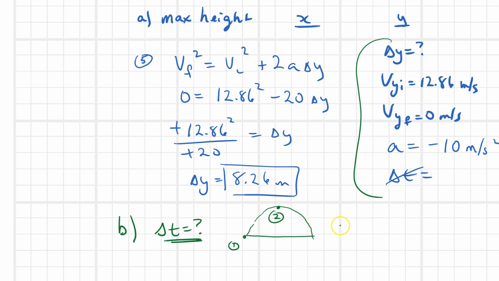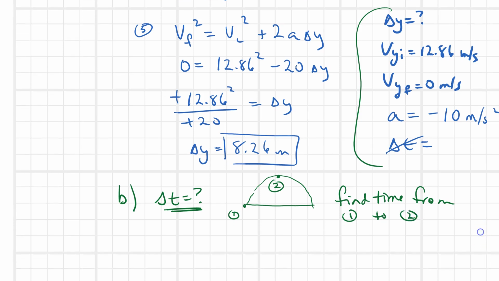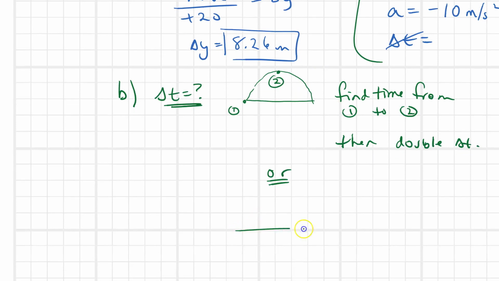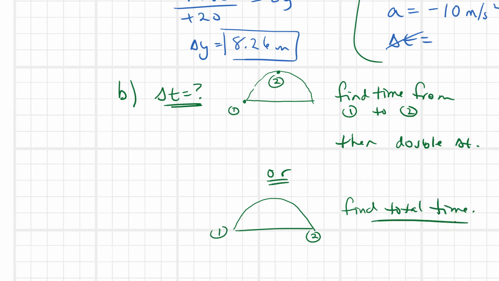Okay, find time from 1 to 2, then double delta t. That would be a method. Or we could actually find this total time from here to over here. So this would be your initial and that would be your final, or find total time. Well, why don't we do the second one here, because that's probably what most people do.